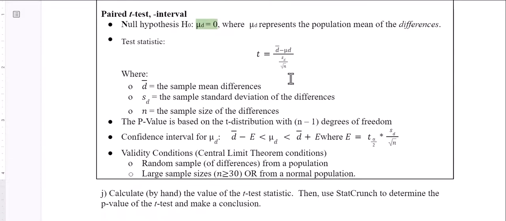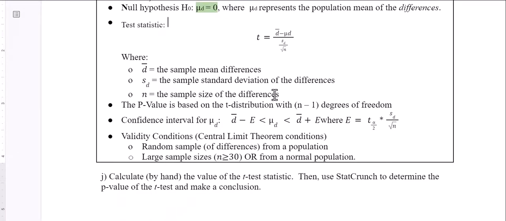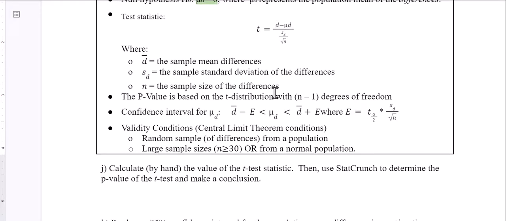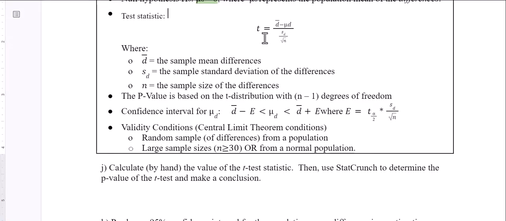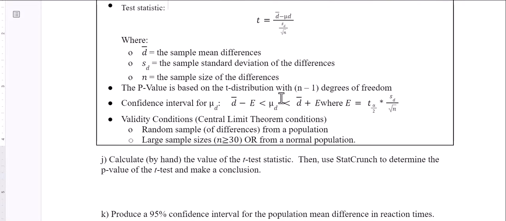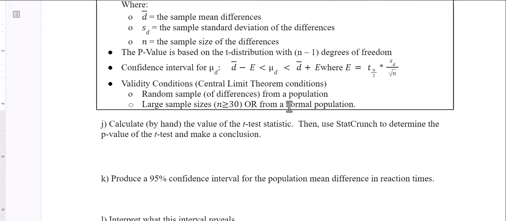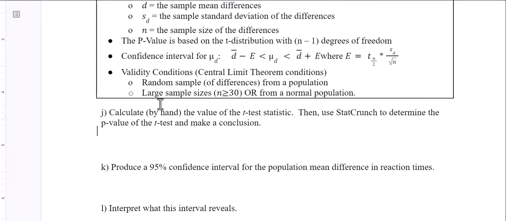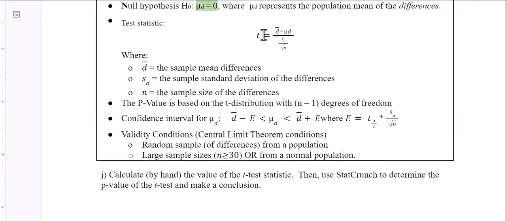So that's our test statistic. And then once we find the test statistic, we can either do the critical region, right? Sketch the critical region and see if our test statistic falls in the critical region. We can do the p-value, or we can do the confidence interval. So we're going to calculate by hand the t-statistic. Then use StatCrunch to determine the p-value of the t-test and make a conclusion. So let's go ahead and calculate by hand the t-statistic. So I'm just going to copy this and put it over there.